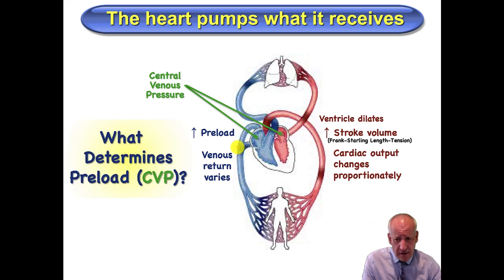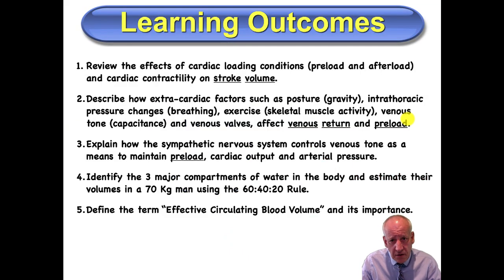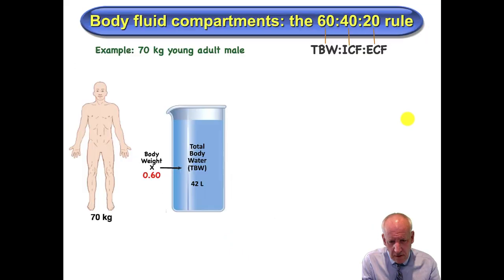So the question now becomes, what determines the preload? That is the topic of today's lesson, and here are your learning outcomes. The first place to start is to consider the volume of blood that is held in the vasculature, because that is going to affect the central venous pressure.